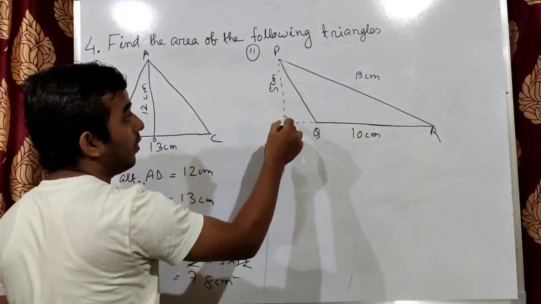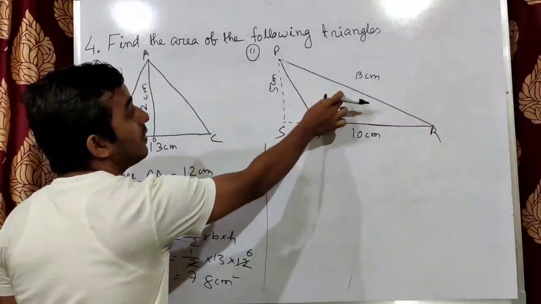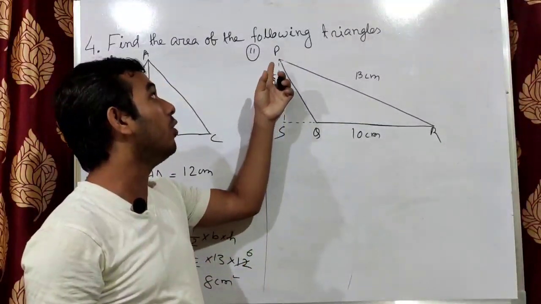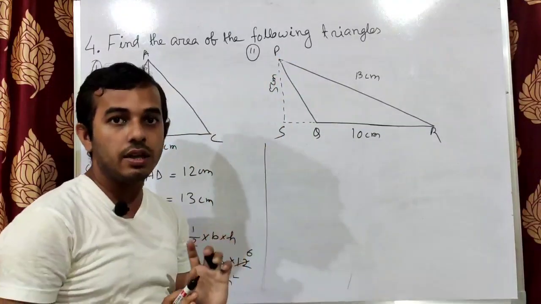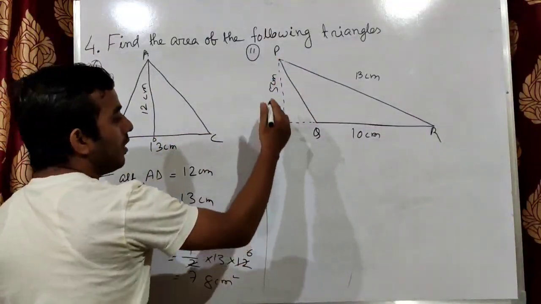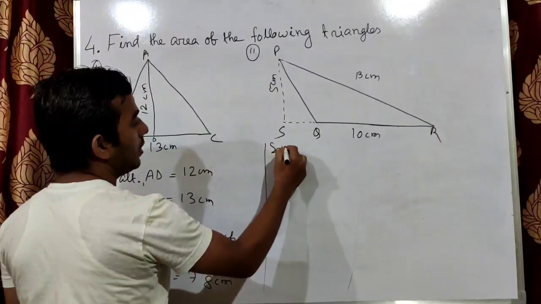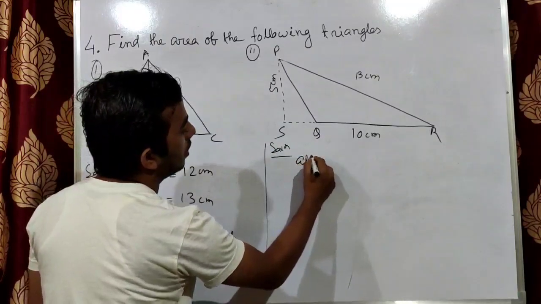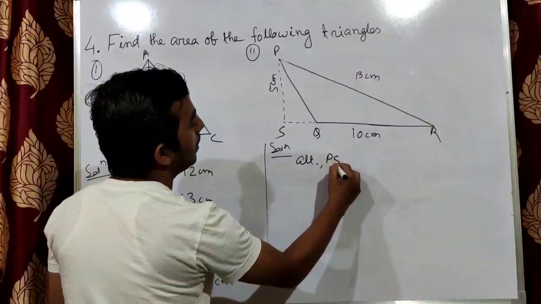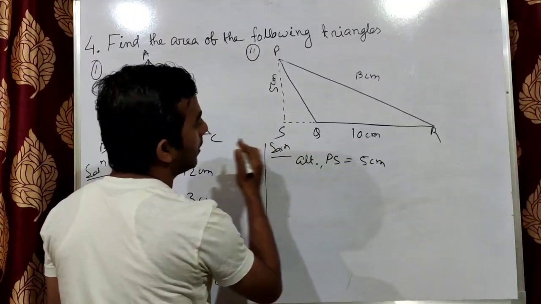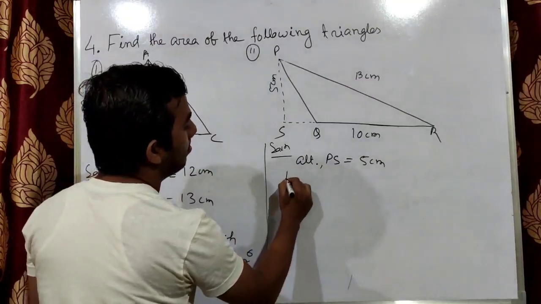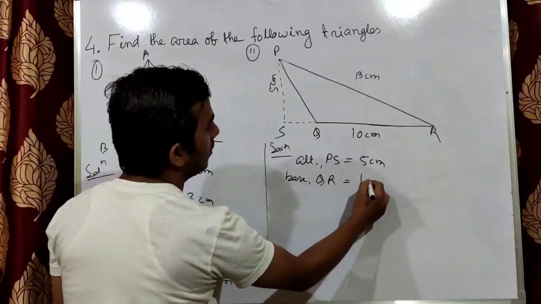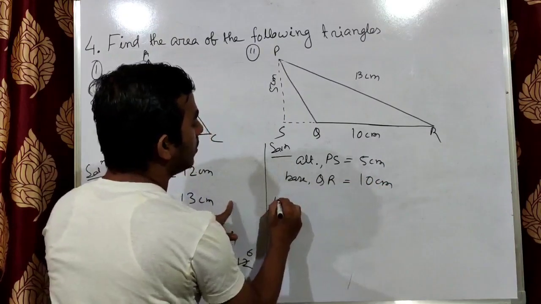Here this dotted line is not included in this area, right? We have just extended it to find out the height. Clear? Okay. So now here we will write solution. Then altitude is how much? Altitude PS, it is 5 centimeter. We will write altitude comma PS equals 5 centimeter. Then base comma QR, base it is 10 centimeter.